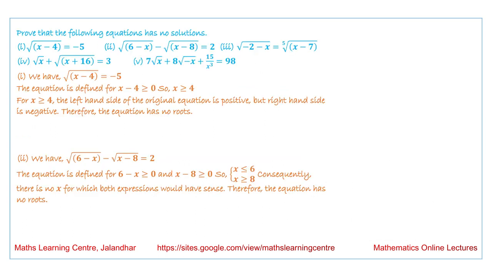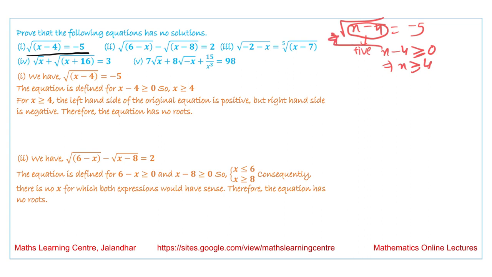Next is: prove that the following equations have no solutions. The first is √(x − 4) = −5. For real solutions, the condition we have is that the term under the root should be non-negative, that is x − 4 ≥ 0. This implies x ≥ 4. We are saying x − 4 should be greater than or equal to 0 because this term is in the square root. So we are getting that x ≥ 4.